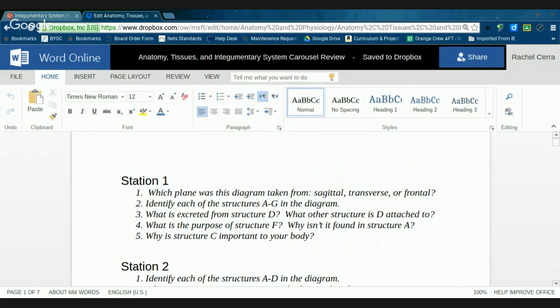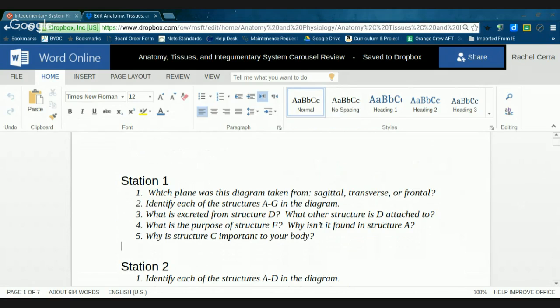Number 3, what is excreted from structure D? Since that is your pore, it's going to be sweat. Structure D is attached to structure G, the sweat gland.